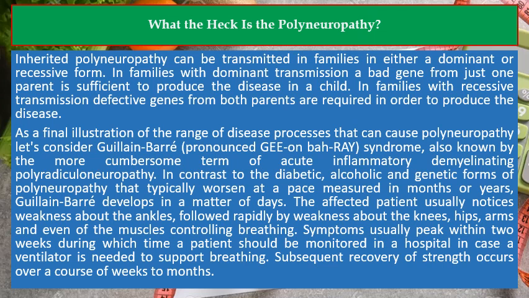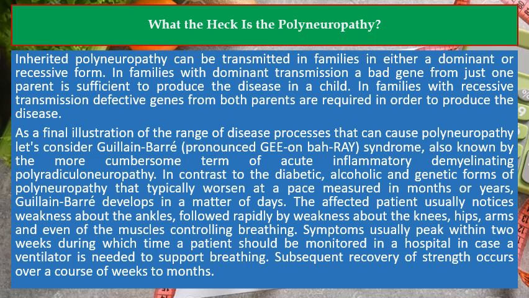As a final illustration of the range of disease processes that can cause polyneuropathy, let's consider Guillain-Barré syndrome, also known by the more cumbersome term of acute inflammatory demyelinating polyradicular neuropathy. In contrast to the diabetic, alcoholic and genetic forms of polyneuropathy that typically worsen at a pace measured in months or years, Guillain-Barré develops in a matter of days.